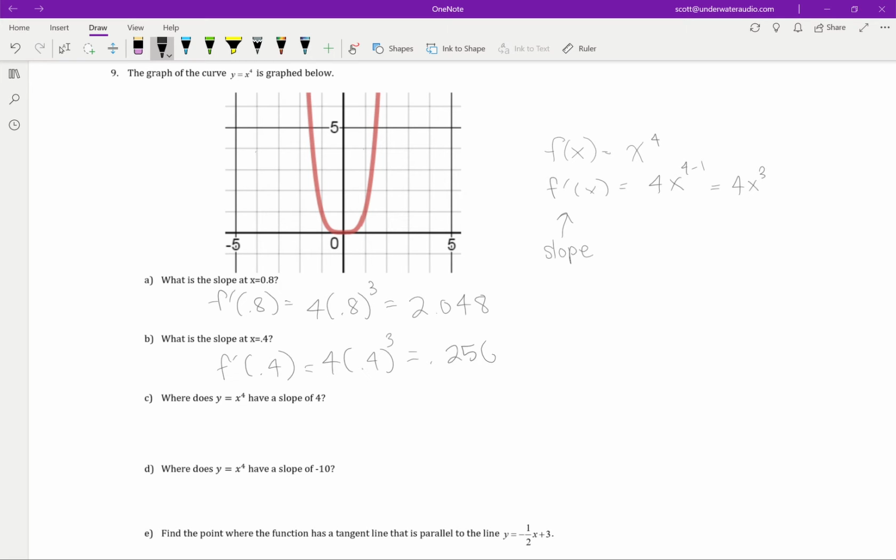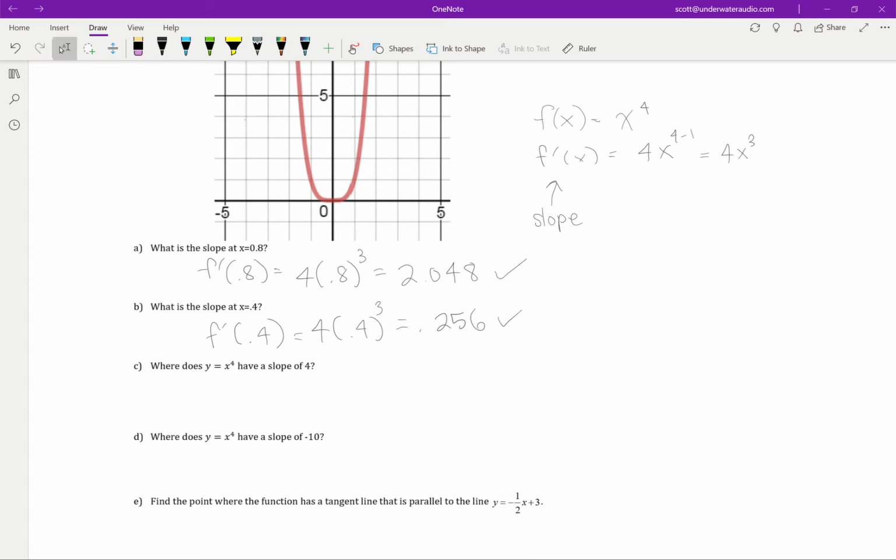So at this point, I like to just make sure this sort of makes sense logically. So 0.4 is in here somewhere, and 0.8 is next to it. It does make sense to me that 0.8 is steeper than 0.4. So that seems to check out. They're both positive, which is good. So I feel like we can say these are probably right.